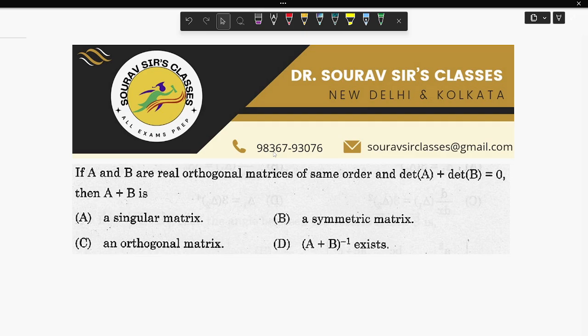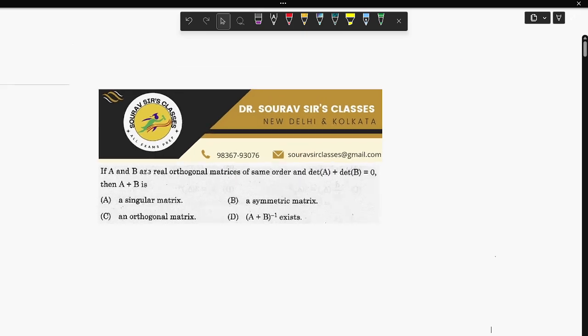Okay, so now we are going to solve a problem which appeared in the GLET 2024, and the question is telling us that if A, B are real orthogonal matrices of the same order and determinant of A plus determinant of B is equal to 0, then A plus B is what? Okay. So I think this is a very easy question.